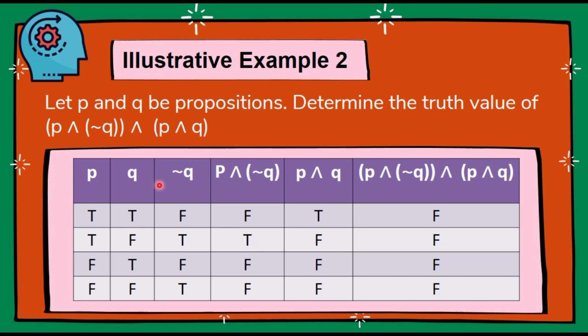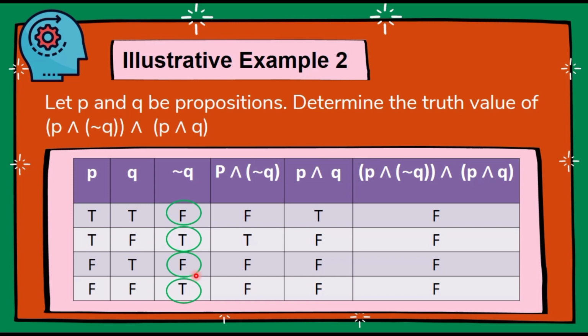So basically, this is the truth table. So P and Q are constant. For P, it's true, true, false, false. For Q, it's true, false, true, false. So the third column is the negation of Q. So all we need to do is to negate this Q. So how will we do this? So the negation of true is false. Negation of false is true. Negation of true is false. And negation of false is true.